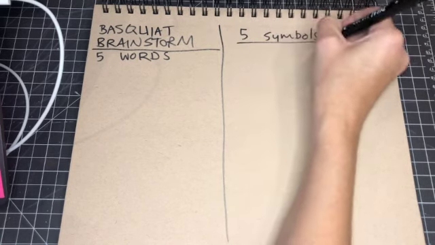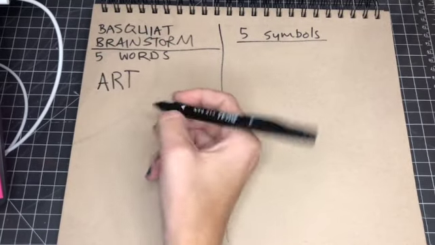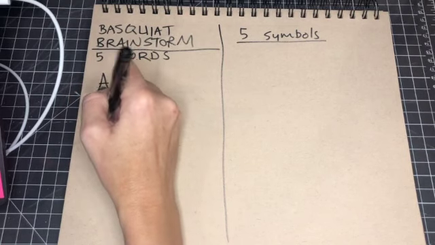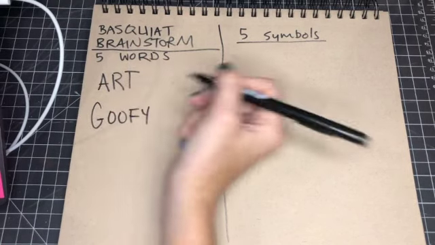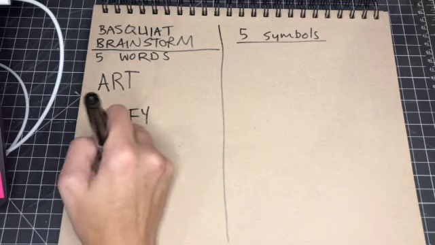Symbols can be images that stand for another meaning, like the symbol of a red octagon is a stop sign, which typically means to stop. So, what kind of symbols can you make for your life? So, of course, I'm going to put art. I'm going to put goofy because I think I'm a goofball.